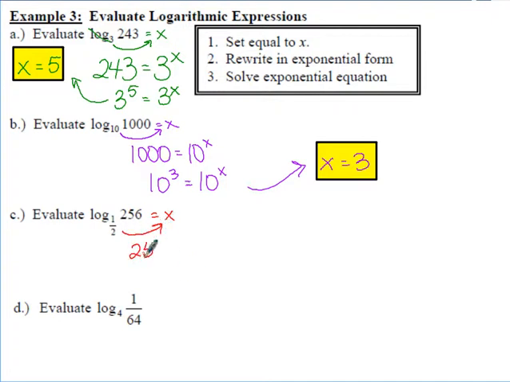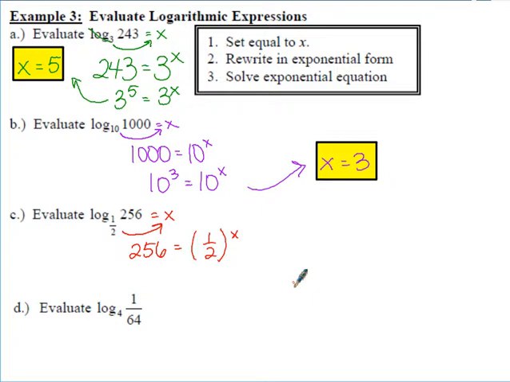Mr. Kline, on the one on B, is it 3 is equal to x because 3 is the exponents? Yes. Remember what we did last time? Once you get the common bases, you can set the exponents equal to each other. Whatever the exponent is, that's what x equals. As long as you have the same base, then yes.